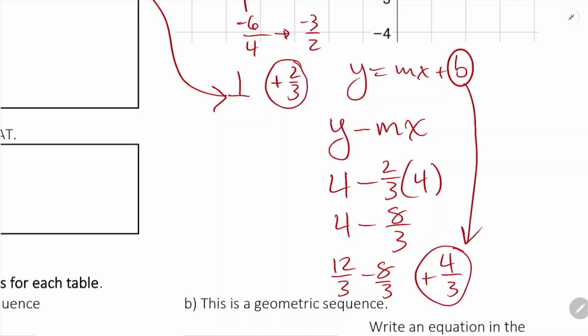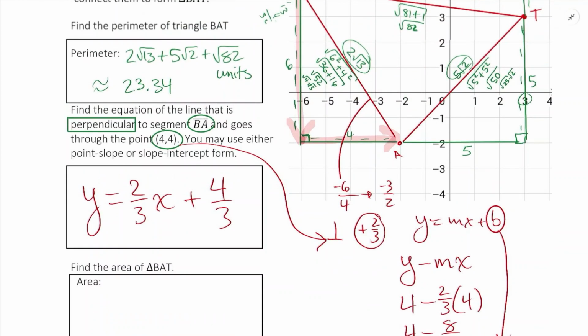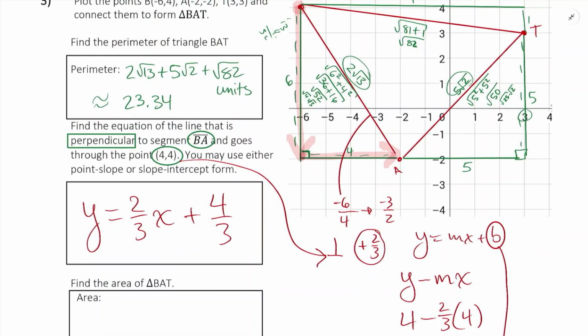So I think I'm ready to write the equation of this line. The equation of this line would be y equals 2/3 times x plus 4/3. And as a check, if I plug in 4 for x, I should get 4 for y. Also, I should check to make sure I have the correct slope. And I think just being aware of the fact that when you see a line moving down as you go from left to right, it has a negative slope. So I think some of us had a problem identifying that BA had a slope of -6/4.